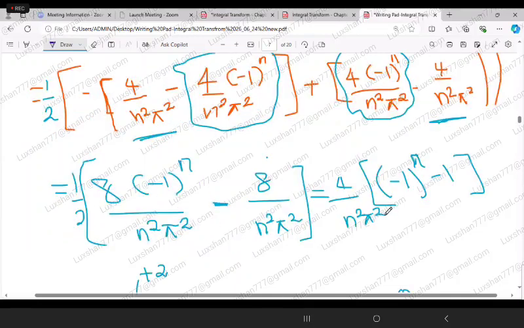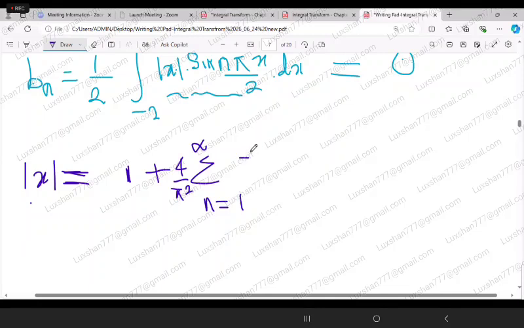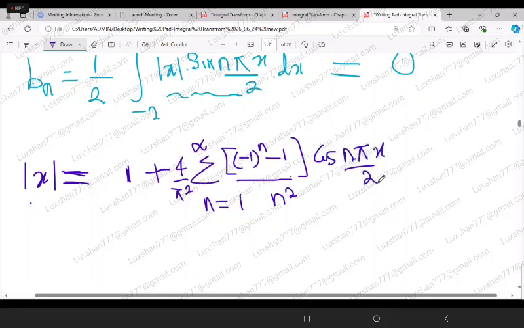4 over pi squared out. Then I have minus 1 to the power n minus 1 over n squared into cos n pi x by 2. My L is 2. Okay, so that is the series expansion.